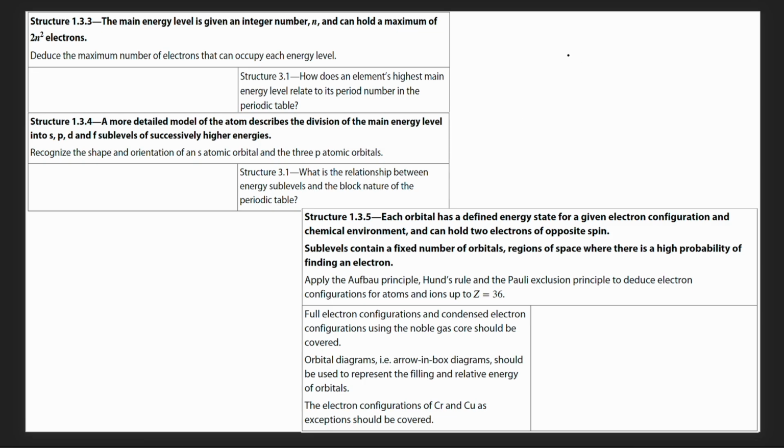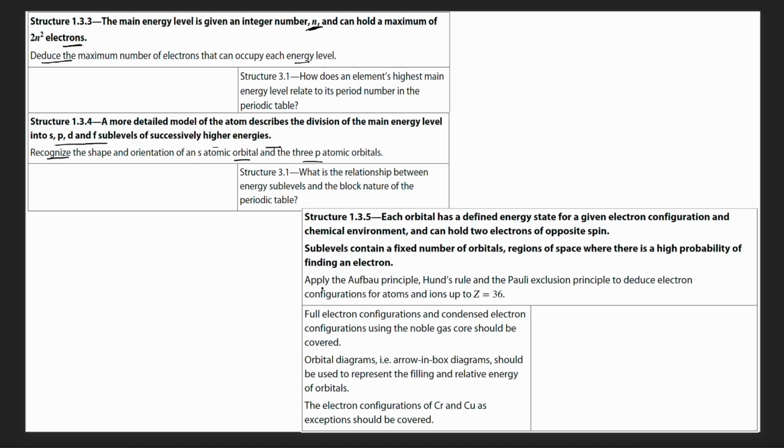From these three subtopics, you need to know how to deduce the maximum number of electrons that can occupy each energy level, or main energy level with symbol n, that can hold a maximum of 2n squared electrons. Also, you need to know how to recognize the shape and orientation of an s atomic orbital and the 3p atomic orbitals. So we will talk about the s, p, d, f sublevels also of successively higher energies.